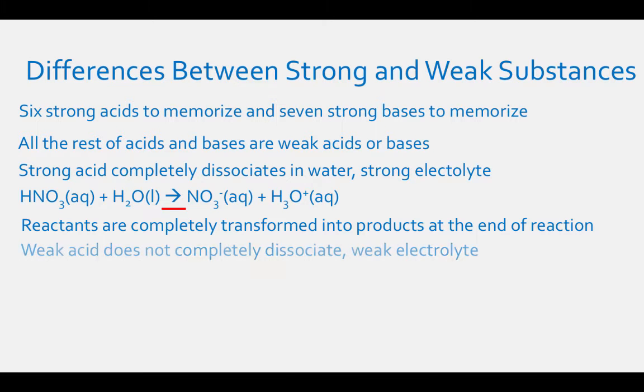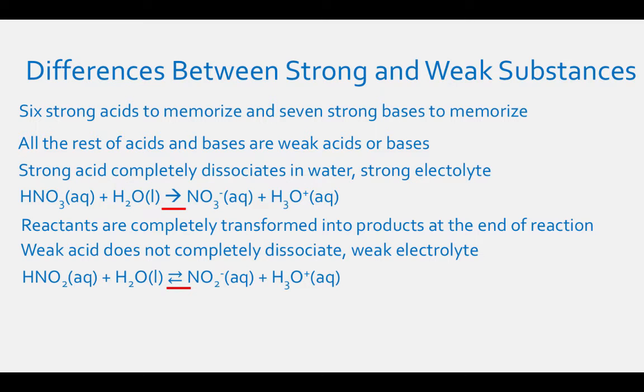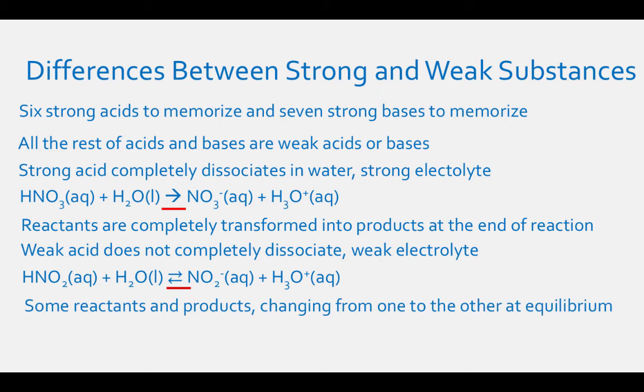A weak acid will not completely dissociate in water. It is a weak electrolyte. For example, the weak acid HNO2 will exist in equilibrium with water according to this equation. HNO2 aqueous plus H2O liquid in equilibrium with NO2 negative aqueous and H3O plus aqueous. In this equation, there is an equilibrium arrow designating that there are some reactants and some products in the mixture that are continuously changing from one to the other at equilibrium.